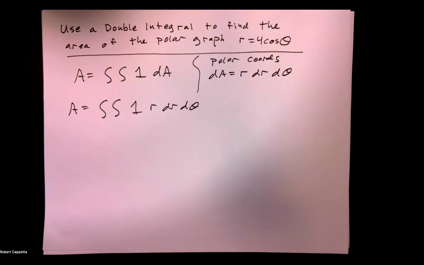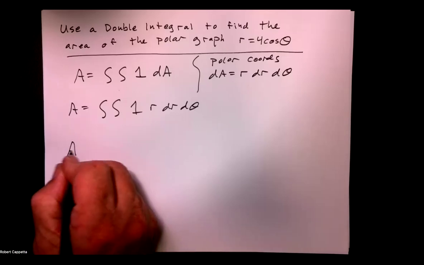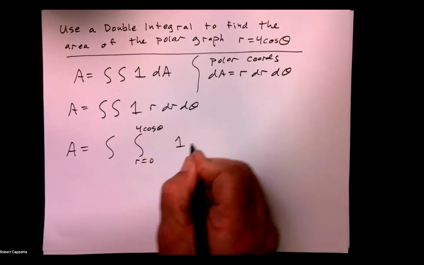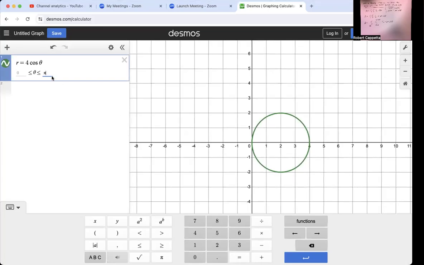Now, what does R range from? Where does R start? Where does R end? Let's discuss that. Starting at R equals 0, it goes out until it hits the curve, which is 4 cos theta. So R goes from 0 to 4 cos theta of 1 R dr d theta. Now, what theta do I need to trace that entire graph? Let's take a look. Notice if I go from 0 to pi over 2, not quite the entire graph, but if I go 0 to pi, I get the entire graph. So indeed, theta goes from 0 to pi.